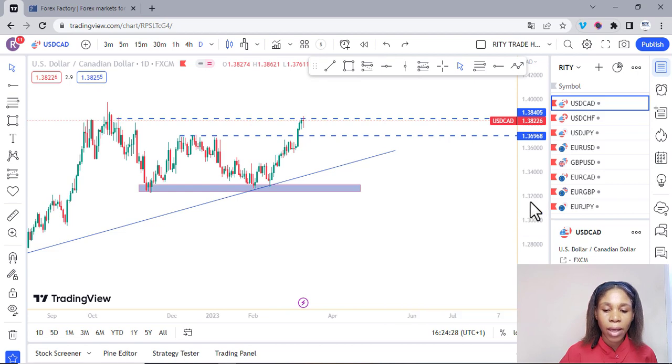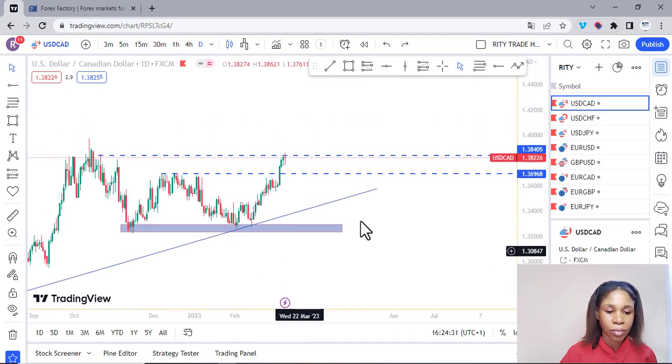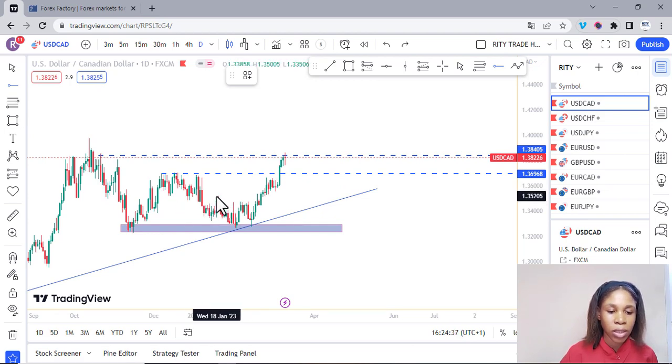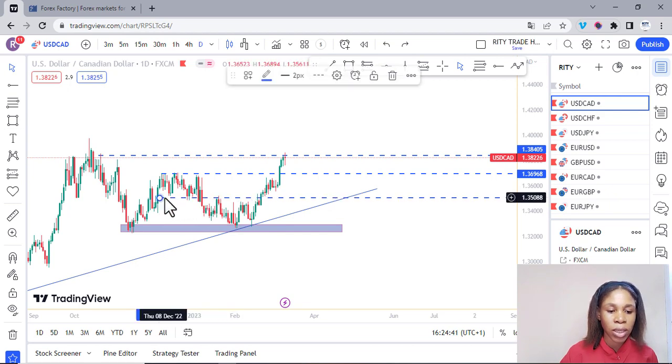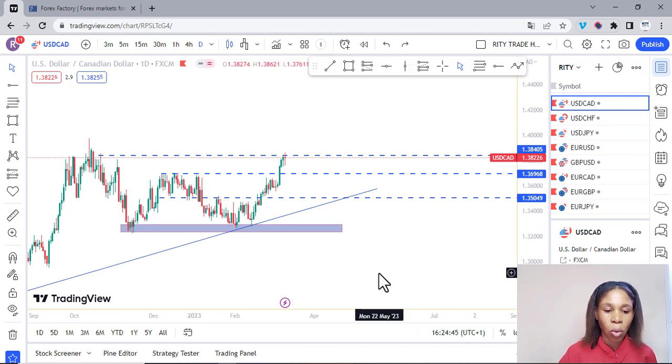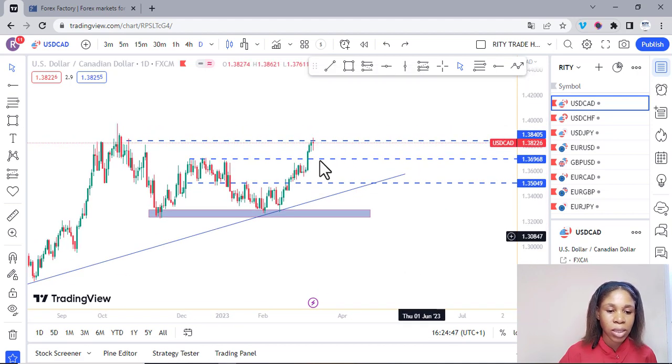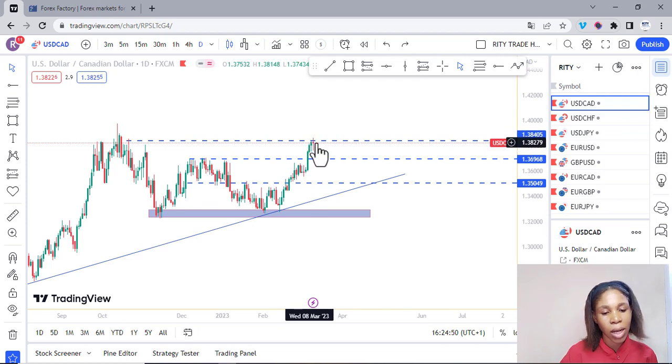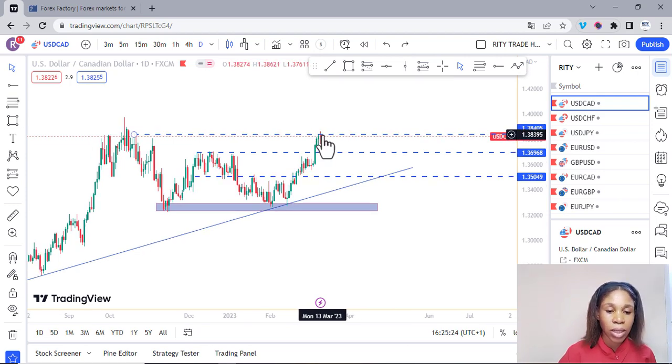So guys, as you can see here, there is also another level at this point, okay? We can extend it to the left. You can see that it's holding as support at this level, okay? As price is sitting at this level, I want to see how price reacts here. If the price gives me the confidence to short, then I will short back to this level or back to this zone.